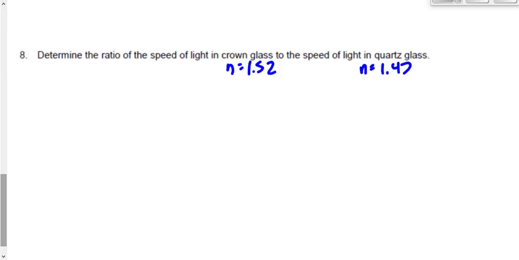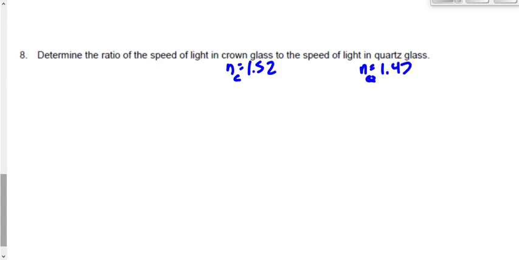Nope. I'm going to call this nC, and I'm going to call this nQ, although it doesn't really matter. What I don't want to do is call it n1 and n2. It's not really wrong to do that, but I just don't want to get it mixed up with a regular Snell's law problem. We're not going from quartz glass to crown glass or vice versa. So I want to change the notation so that I don't think that I'm doing that.